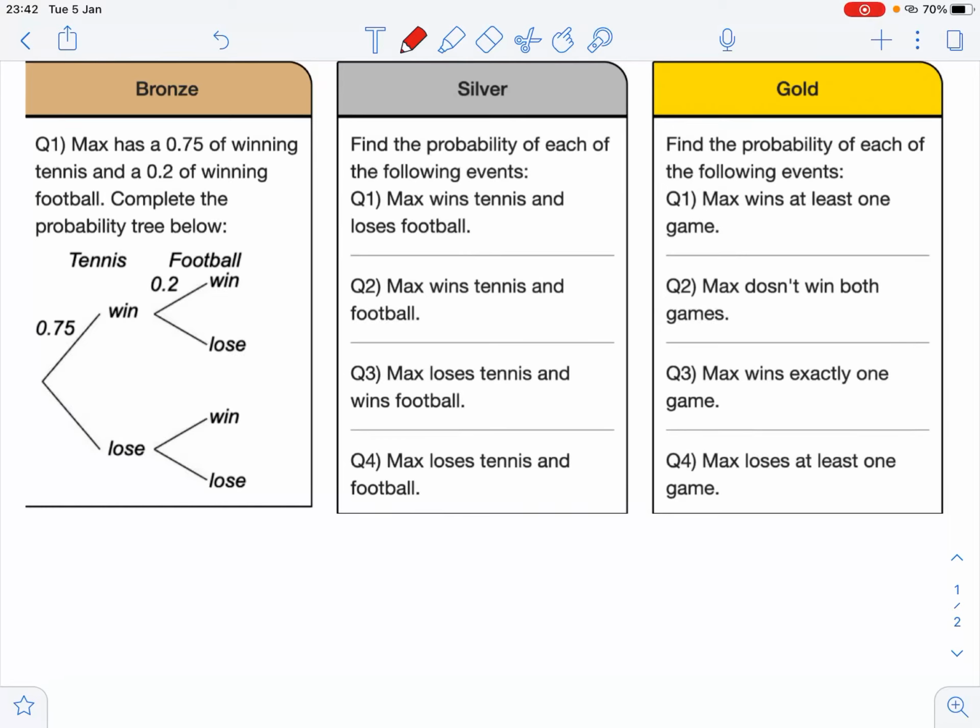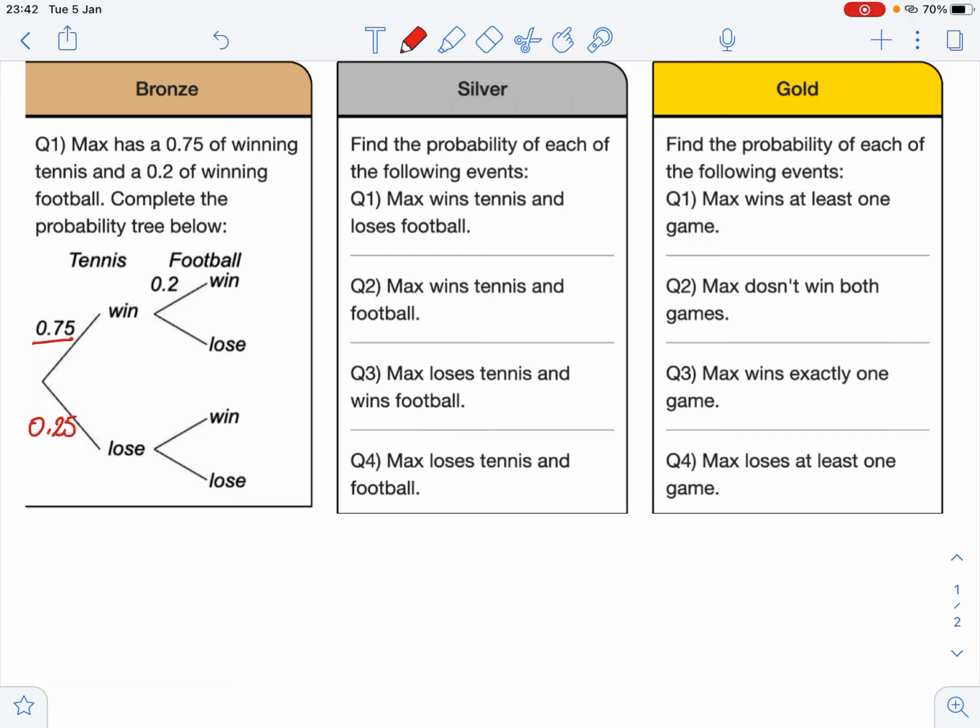Hello everyone. So let's have a look at probability trees today. Max has a 0.5 chance of winning tennis, so we have 0.5 here. Remember that probability always adds to 1. Therefore, the probability of him losing must be 0.25.